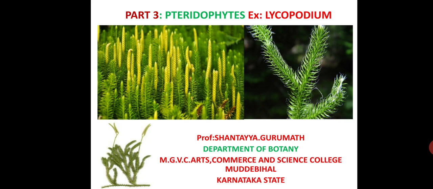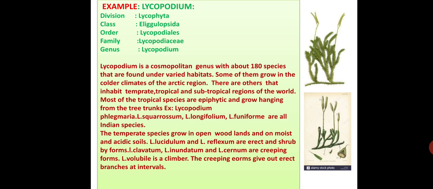Friends, in today's class we discuss part 3, Pteridophytes. The best example is Lycopodium. Lycopodium comes under division Lycophyta, class Ligulopsida, order Lycopodiales, family Lycopodiaceae, genus Lycopodium. Lycopodium is a cosmopolitan genus with about 180 species that are found in varied habitats.